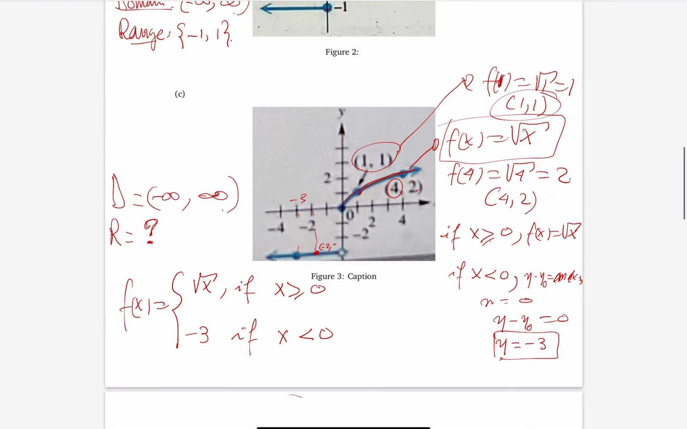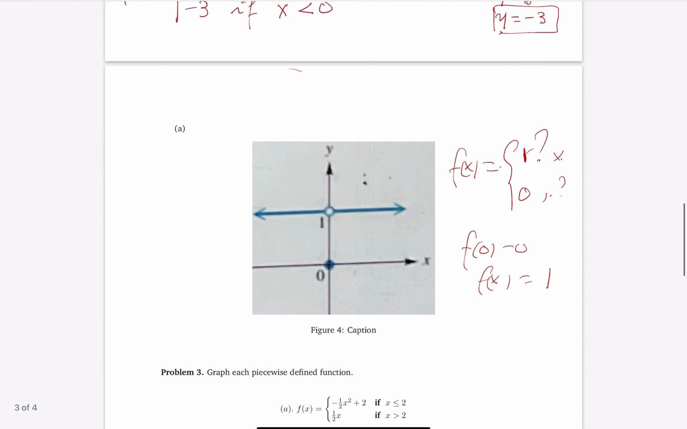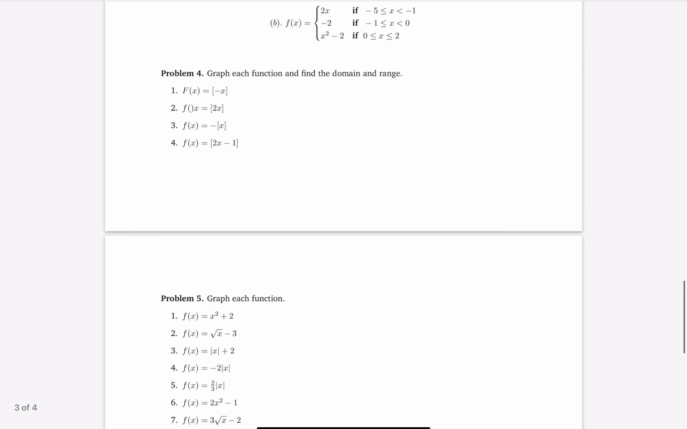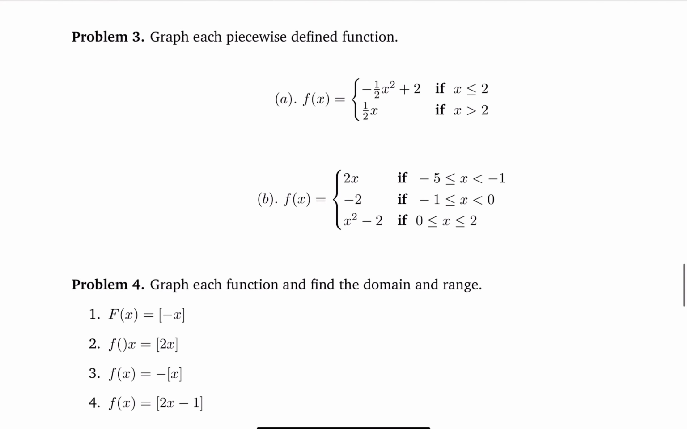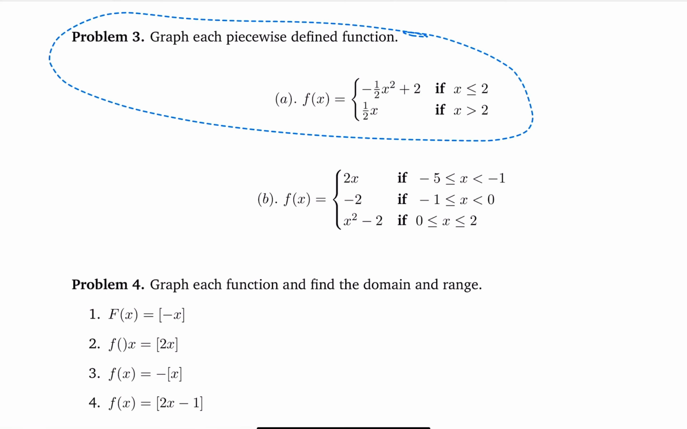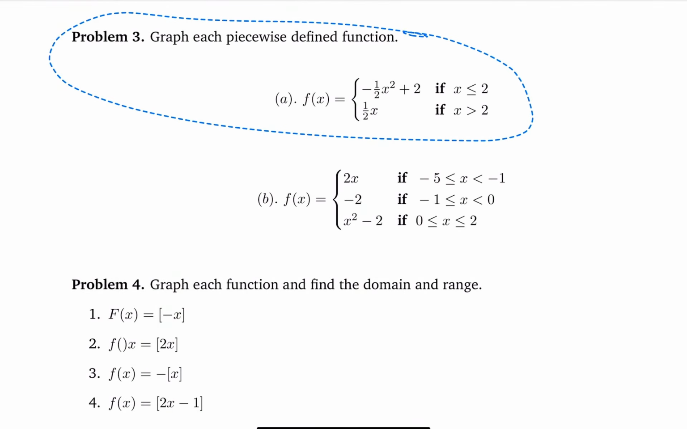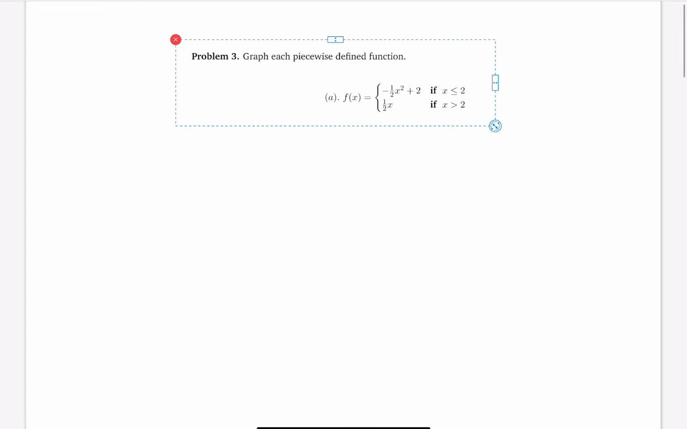Last time we stopped on problem number 2. So now let's do problem number 3. In problem number 3, they ask you to graph the piecewise defined function. So let's do 8. Let me copy it first. Okay, let's do 8.